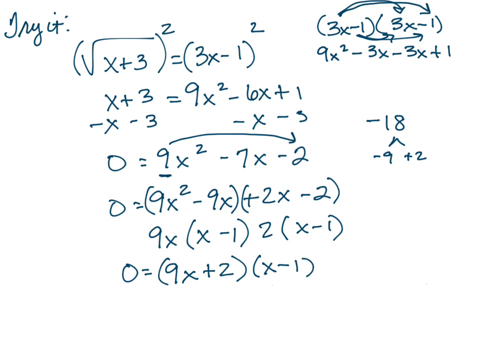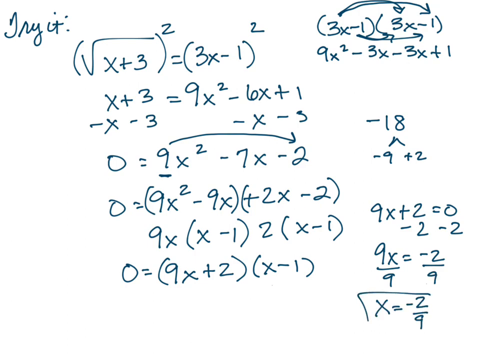So now what? Set each piece equal to 0. 9x plus 2 equals 0. Solve for x. 9x is negative 2. Divide by 9. X is negative 2/9. And 1. Okay. Check them. Check them on your calculator.